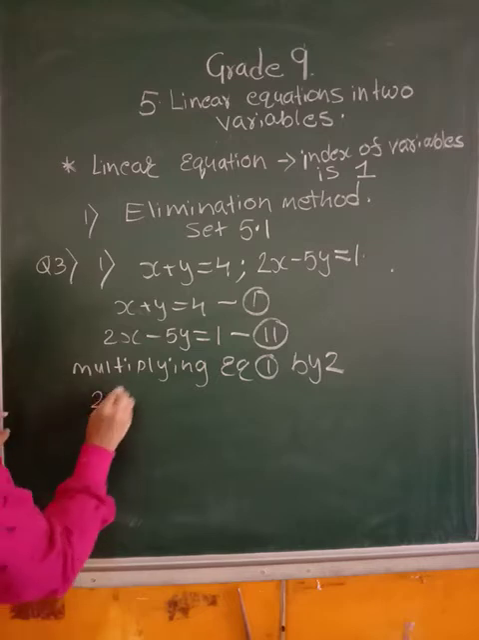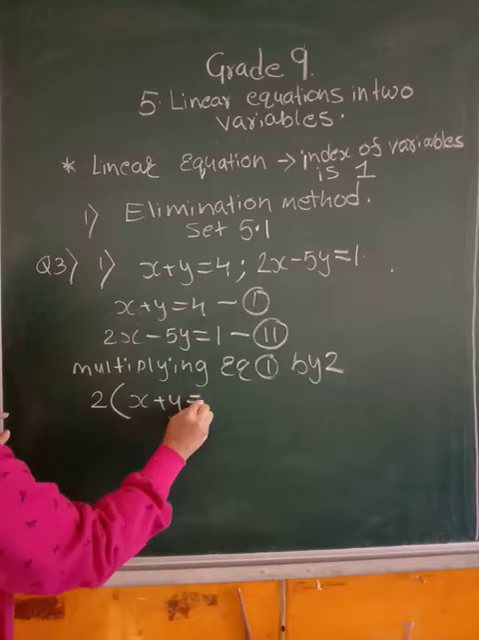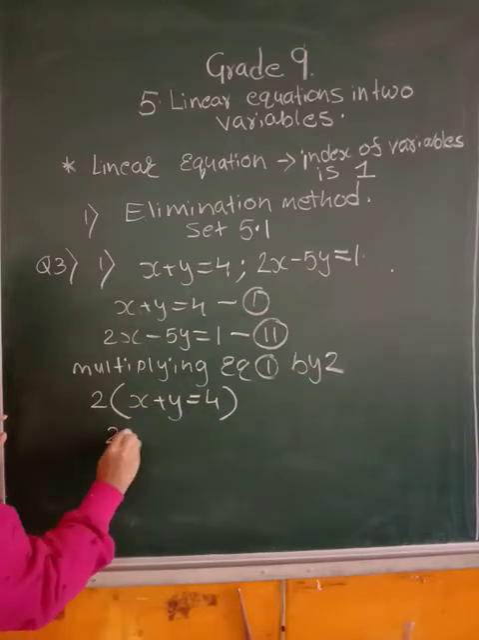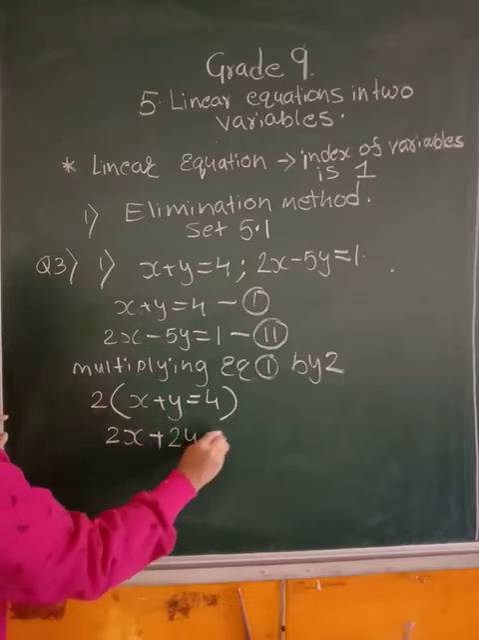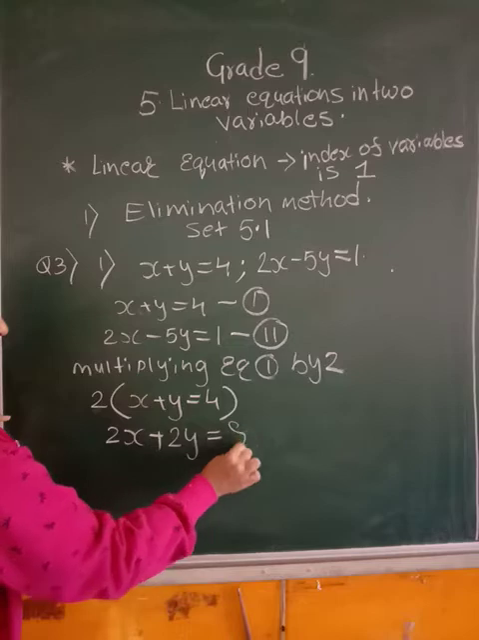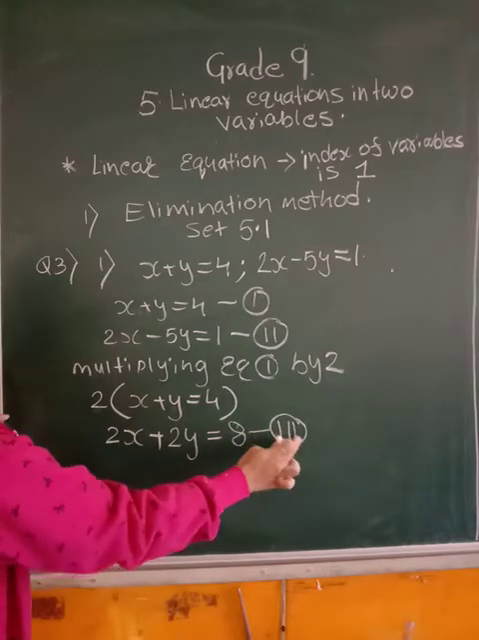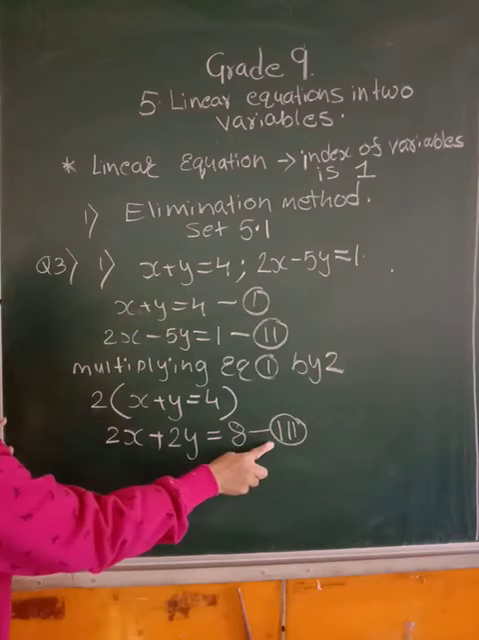See, I am multiplying the first equation by 2. Which is the first equation? x plus y is equal to 4. Write the complete equation and multiply it by 2. What will we get? 2 into x is 2x, 2 into y is 2y, which is equal to 4 twos are 8. This is your equation 3. Now we have 3 equations. The first equation is modified into the third equation.